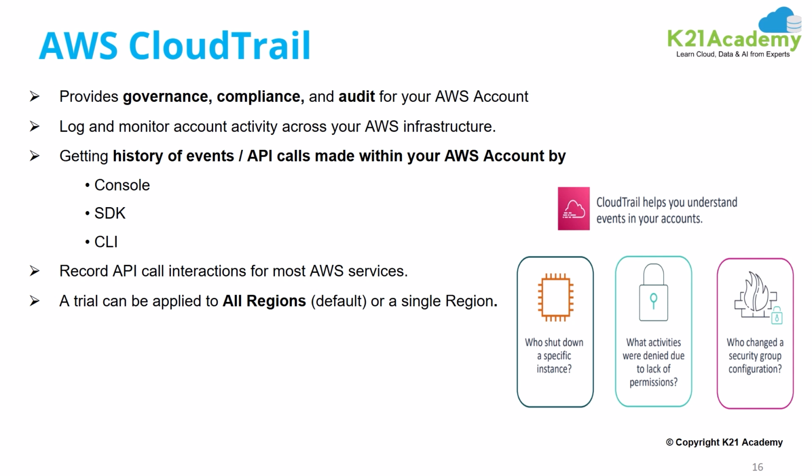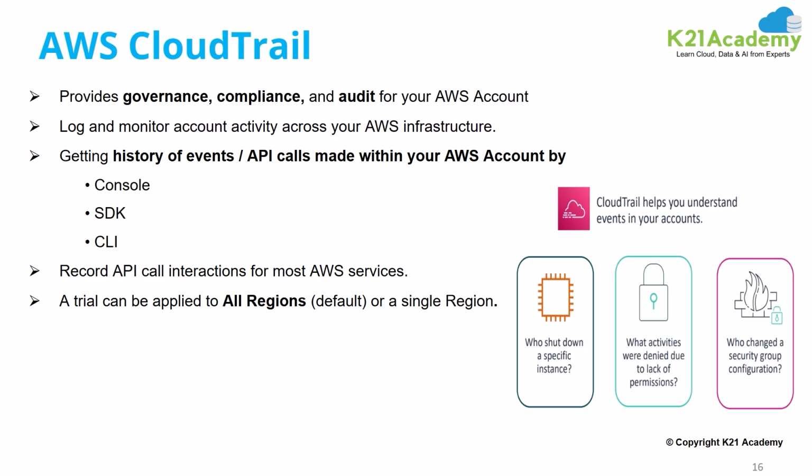So now CloudTrail also helps you answer questions that require detailed analysis. For example, why was a long-running instance terminated and who terminated it? What exactly is it? It is organizational traceability and accountability. Who changed a security group configuration? It is accountability and security auditing. Or what activities were denied due to lack of permission? It is potential internal or external attacks against the network.